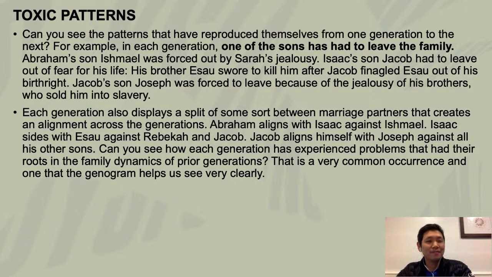Each generation also displays a split of some sort between marriage partners that creates an alignment across the generations. Abraham aligns with Isaac against Ishmael. Isaac sides with Esau against Rebekah and Jacob. Jacob aligns himself with Joseph against all his other sons. Can you see how each generation has experienced problems that had their roots in the family dynamics of prior generations? This is a very common occurrence, and one that the genogram helps us see very clearly.